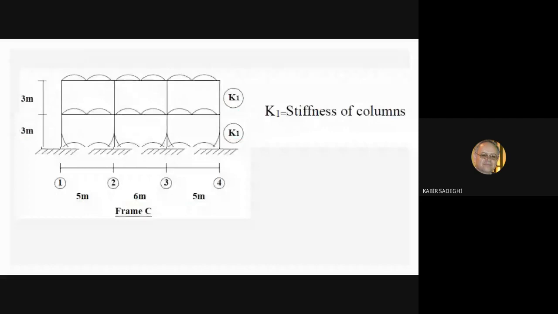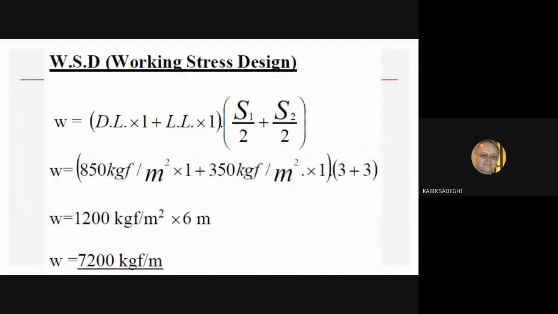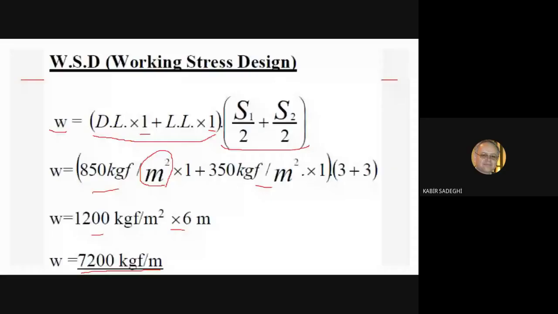Because we're using the working stress design, we use the dead load factor equal to 1. You remember that for the intensity of load W, we use the summation of dead load and live load, times the spacing close to the frame, from the left side and right side, half and half. Applying dead load and live load, we find the intensity of load W. I mention again, dead load is per square meter, live load the same, but W is per meter because it shows the load per meter. You should not mix the units and should apply the units properly.